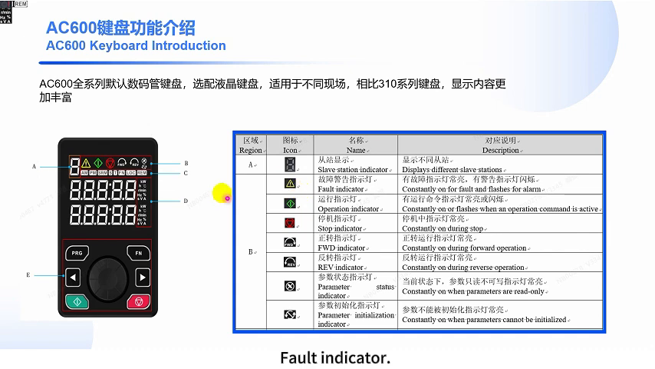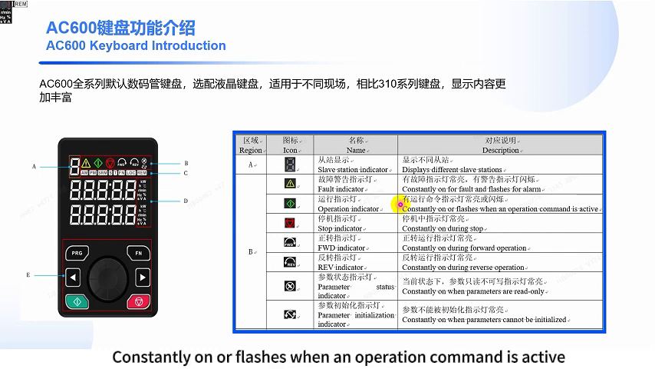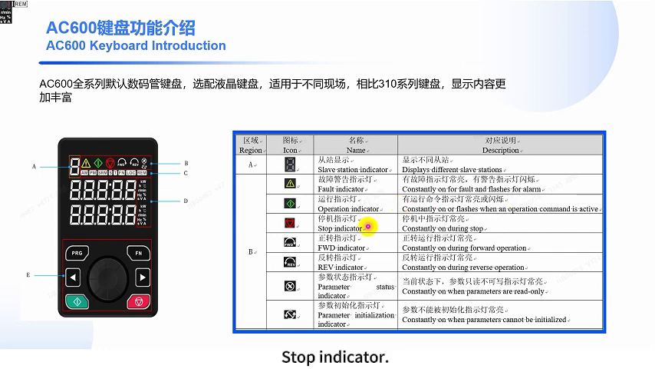Fault indicator. Constantly on for fault and flashes for alarm. Operation indicator. Constantly on or flashes when an operation command is active. Stop indicator. Constantly on during stop. FWD indicator. Constantly on during forward operation. Rev indicator. Constantly on during reverse operation.